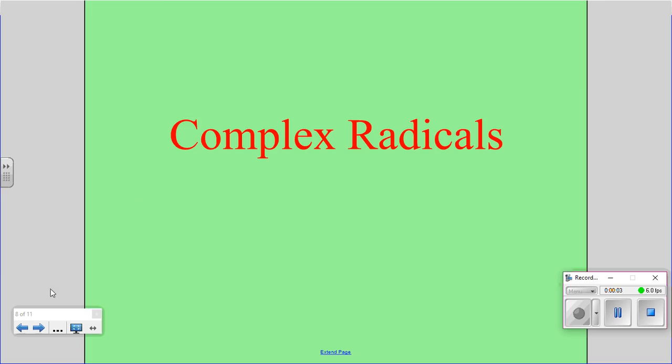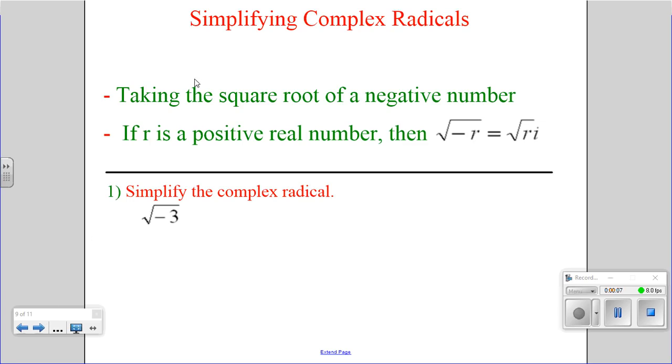Complex radicals. Today we're going to be simplifying complex radicals. Back in geometry and maybe in Algebra 1, you should have simplified radicals that were not perfect squares. So today we're going to be simplifying complex radicals.